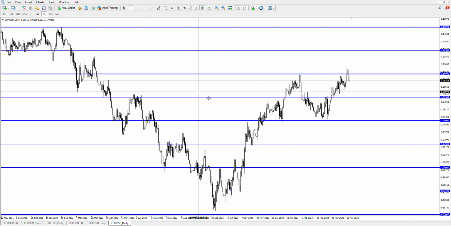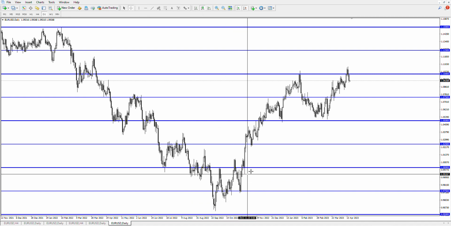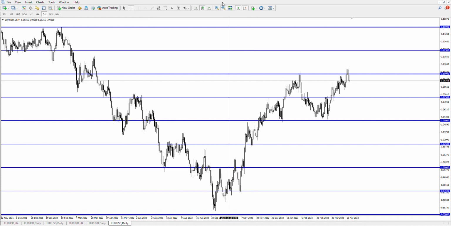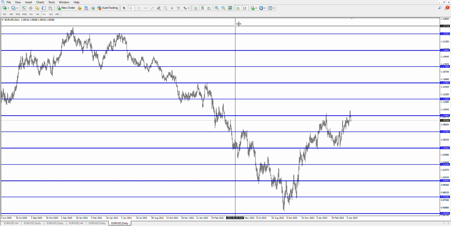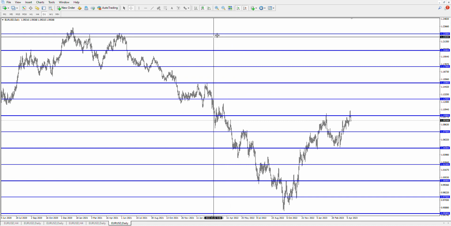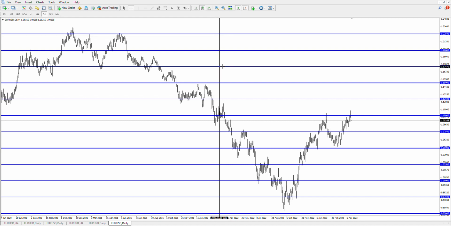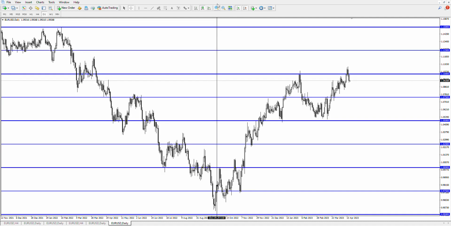And I mean 0.95, 1.00, 1.05, 1.10, 1.15, 1.20. I mean the big round numbers, not every small round number, like 0.7, 0.8. Big round numbers from the weekly and daily chart. They are very important. I will prove this to you. You can see it for yourself.